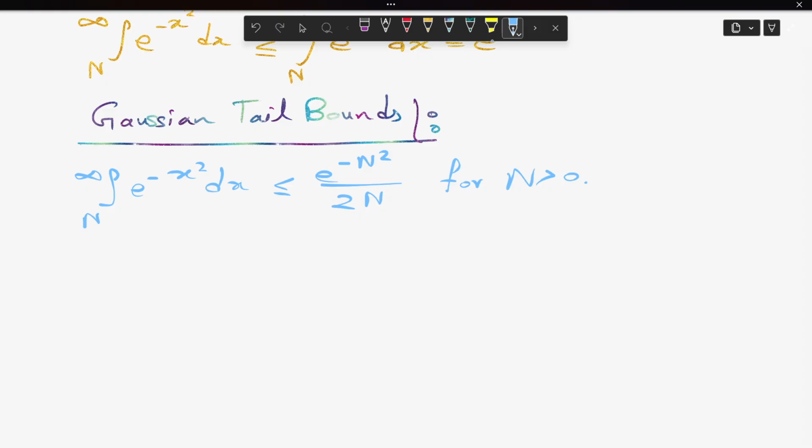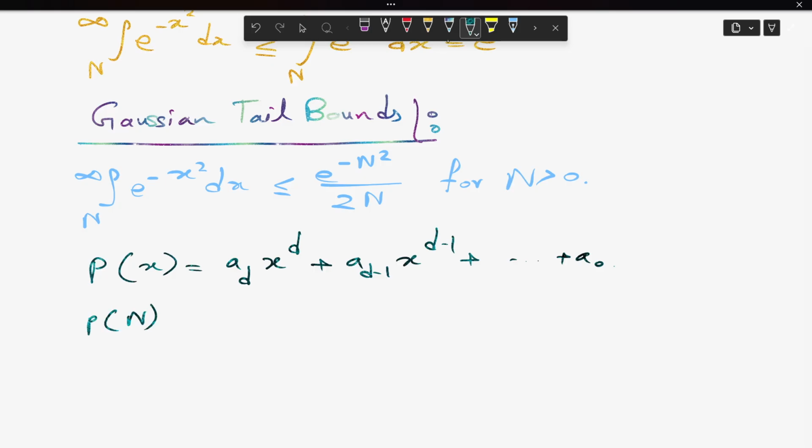Now let us see polynomial growth versus exponential decay. Let the polynomial be P(x) equals a_d x to the power d plus a_(d-1) x to the power d minus 1, and so on up to a_0. For large n, the dominant term is the first one. That means the modulus of P(n) is always bounded by some constant c times n to the power d.